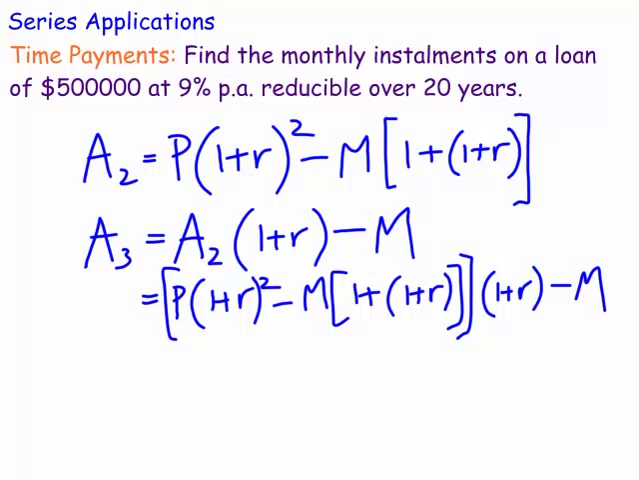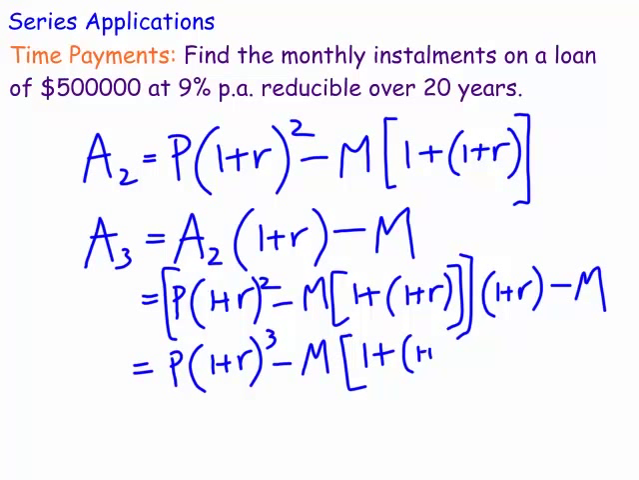Now when we multiply all this out, we'll get P(1 + R), now it becomes cubed, minus M. We have now, this final M has a 1 on it, but we have 1 plus R plus another 1 plus R squared.